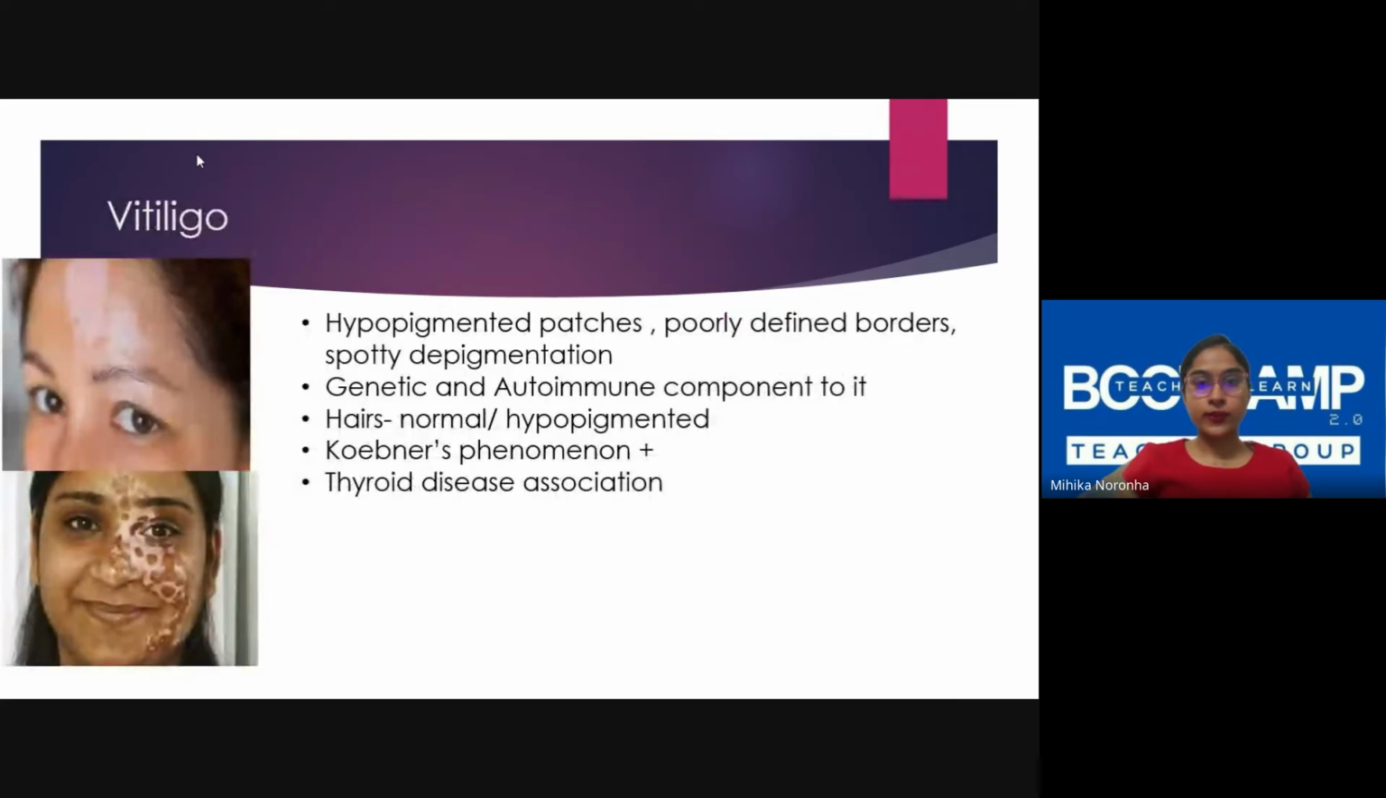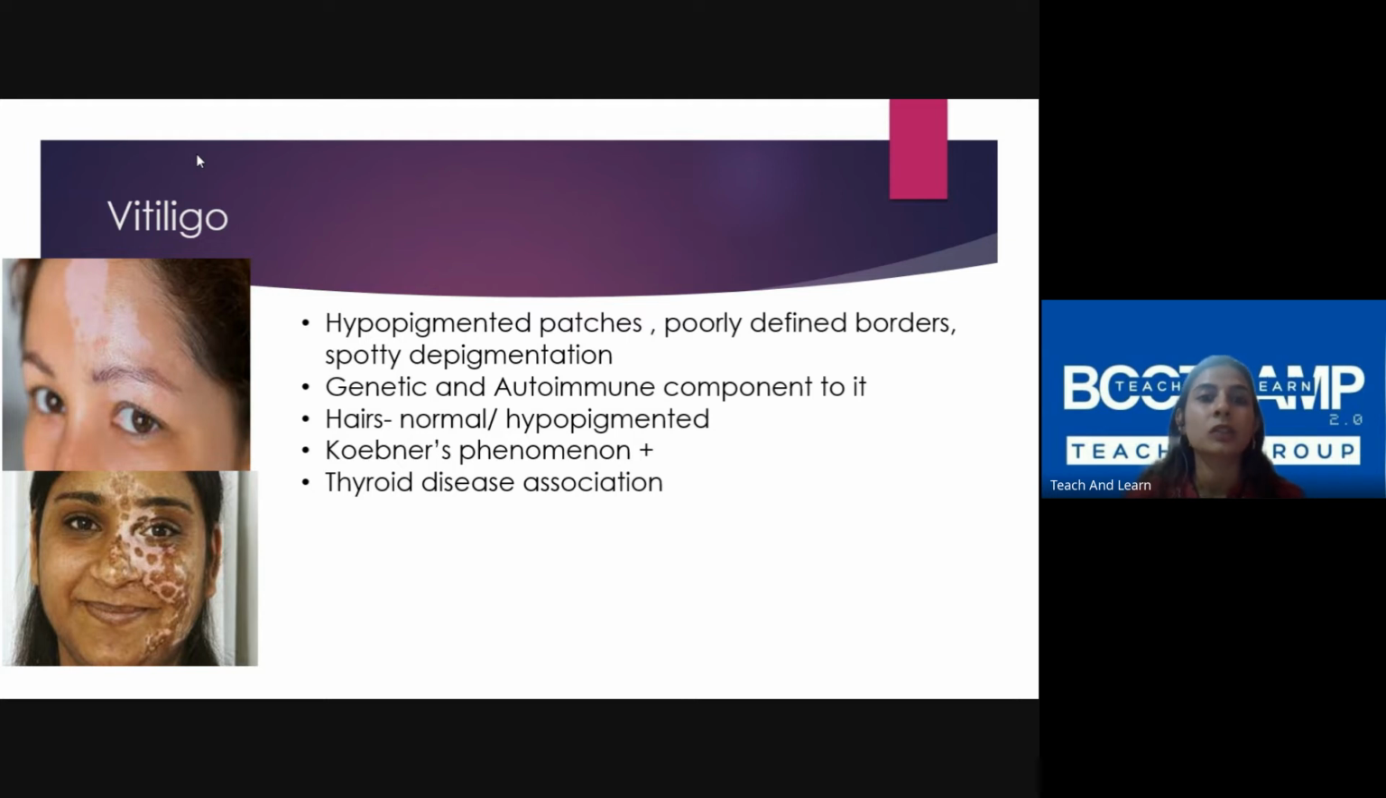Go ahead. Yeah. So next, we are going to move on to vitiligo. We have briefly mentioned vitiligo while discussing pityriasis. So what are the differences? This history would be a long history. There will be hypopigmented patches, poorly defined borders. All these things you will only observe if you closely go and examine the lesion. There will be spotty depigmentation in between.